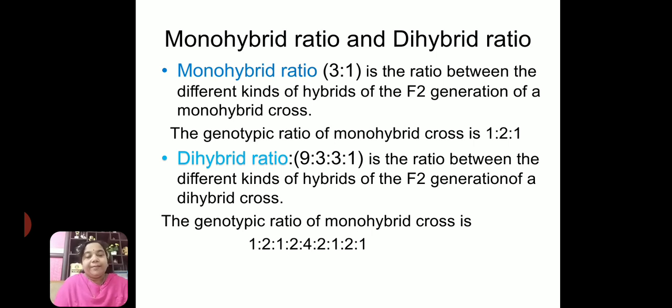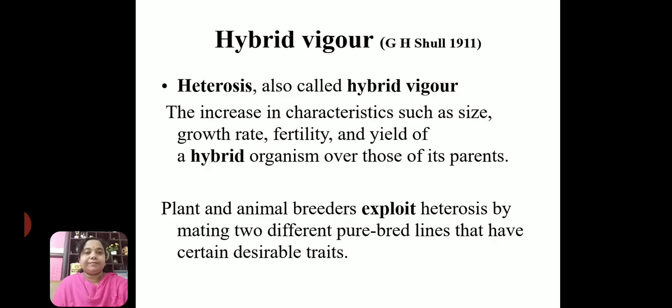So in a dihybrid cross, the phenotypic ratio is 9 is to 3 is to 3 is to 1. The genotypic ratio is 1 is to 2 is to 1 is to 2 is to 4 is to 2 is to 1 is to 2 is to 1. And in a dihybrid there will be 4 phenotypes, and in the genotype 9 different genotypes are observed, and among them 16 individuals are noted.